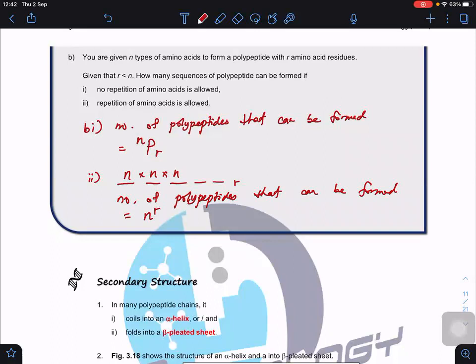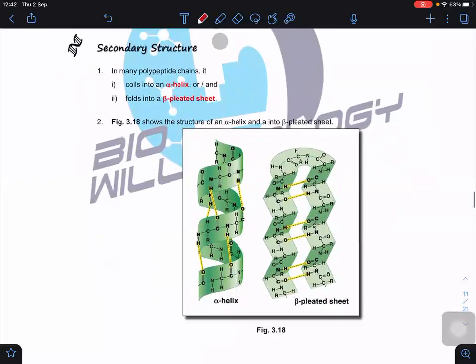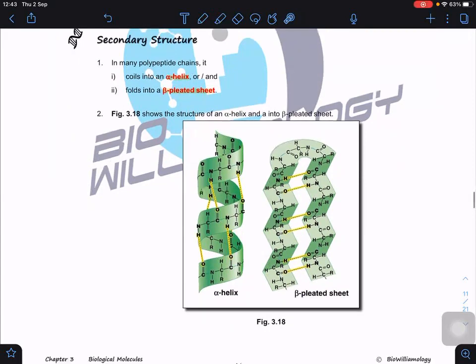Now we continue with the secondary structure. In secondary structures, we focus on how these amino acids, the polypeptides, coil into the alpha helix or fold into the beta pleated sheets. How do they look? Alpha helix is very nice, a spiral shape, with its own very fixed helical structure. Can you see that? And also the beta pleated sheet is something like a piece of paper that you fold like this.